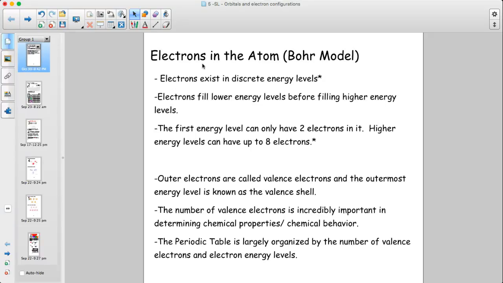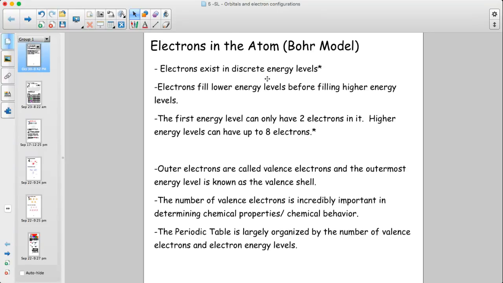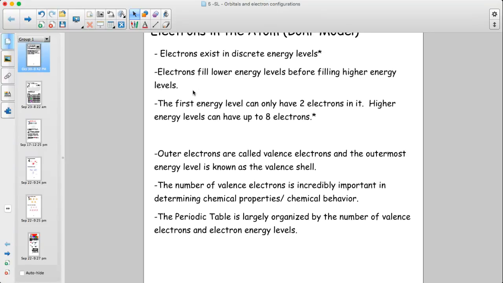Now, there's some other information about electrons that most of you are probably familiar with based on past chemistry classes. And we're going to just refer to the model that you've talked about thus far as the Bohr model. So in that model, again, electrons exist in discrete energy levels. Electrons fill lower energy levels before filling higher energy levels.